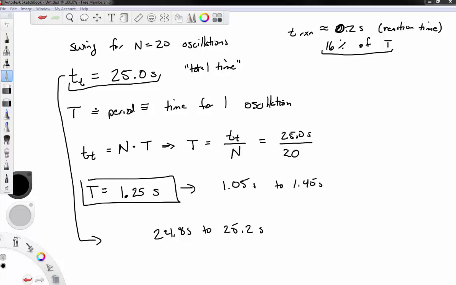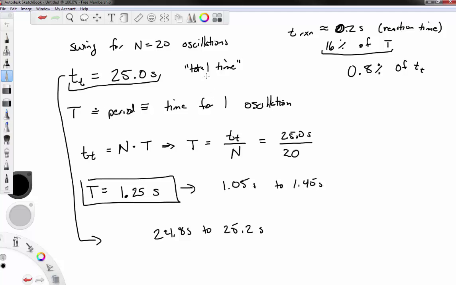And if you do that, what you find is that this is actually about 0.8% of the total time. So instead of having a 16% error, we've just reduced ourselves to having about a 0.8% error for this particular pendulum. So that's why you want to time over many oscillations.